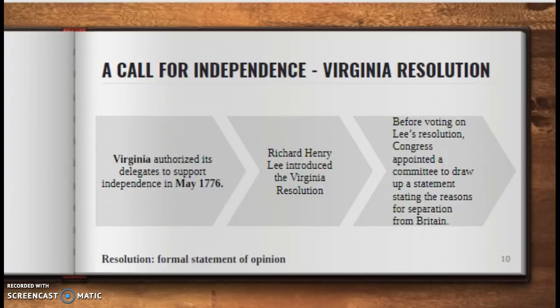Now, a call for independence, and I hope you guys are able to follow along. I'm not going too fast. The information from your notes is on the slide, so if you're at all confused, please take a moment to come see me.